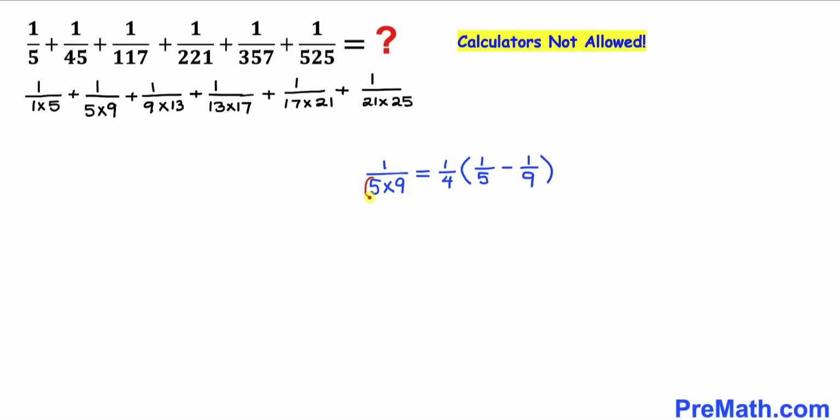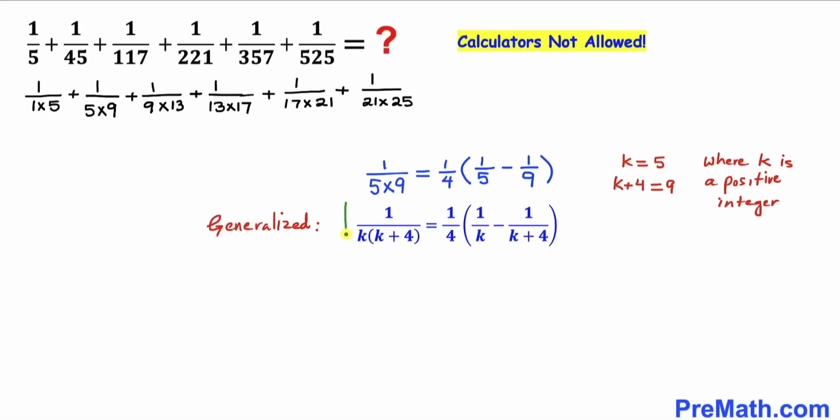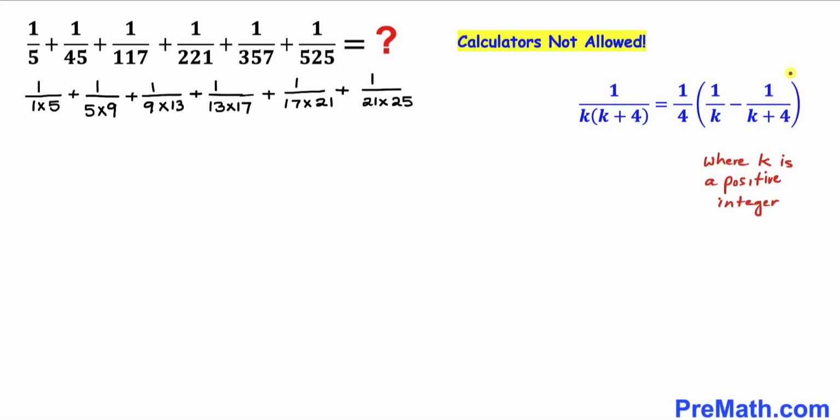Let me call this 5 as k. Then this 9 is going to become k plus 4. So therefore we can write k equals 5 and k plus 4 is going to become 9, where k is our positive integer. Therefore on the right hand side, this 5 could also be written as k and this 9 is k plus 4. So therefore this whole thing has been generalized as this form. So we are going to apply this formula for each and every fraction.